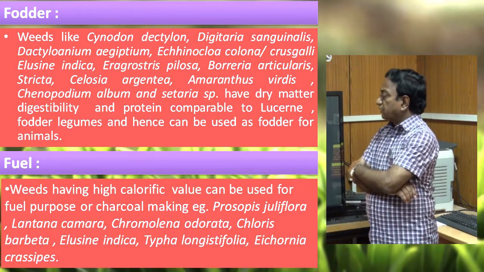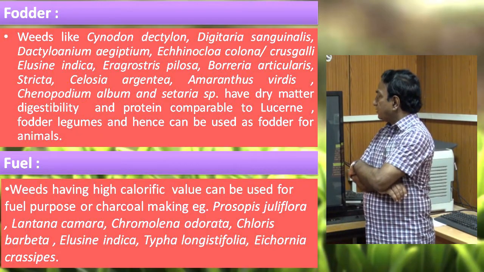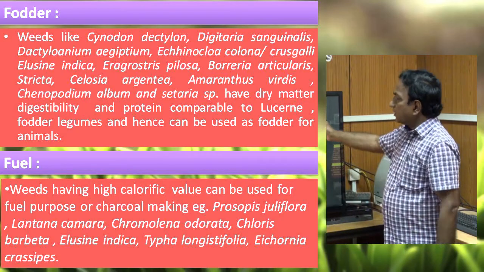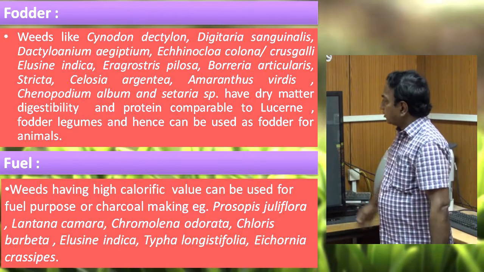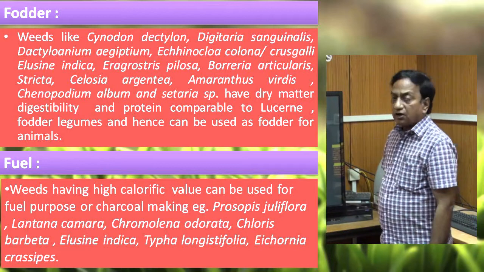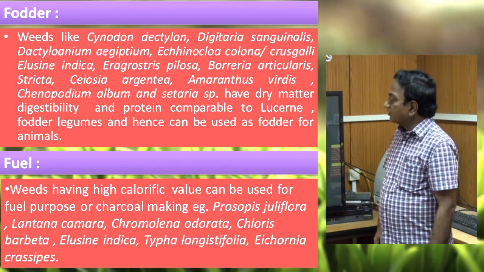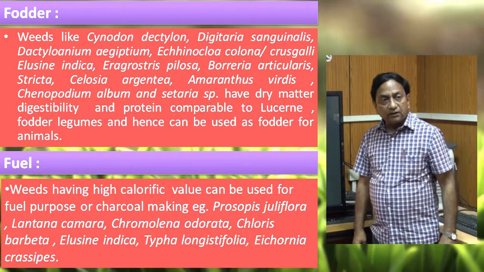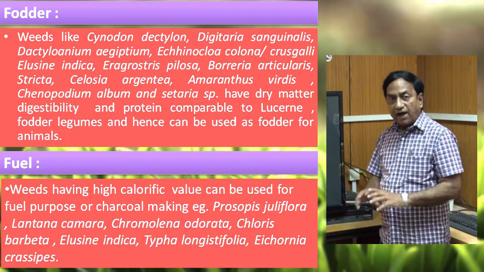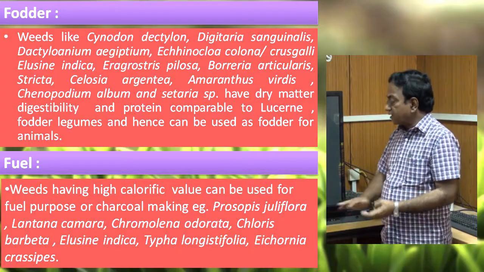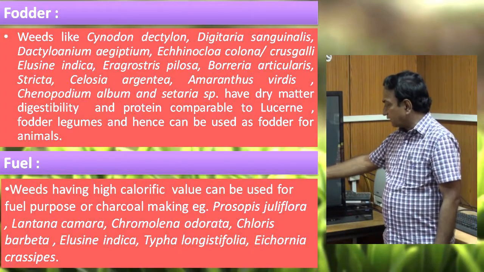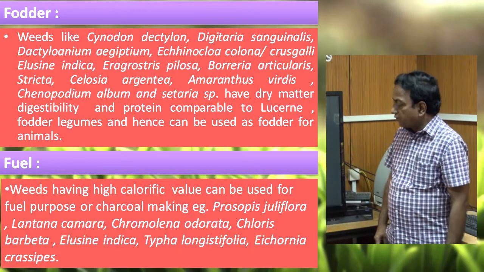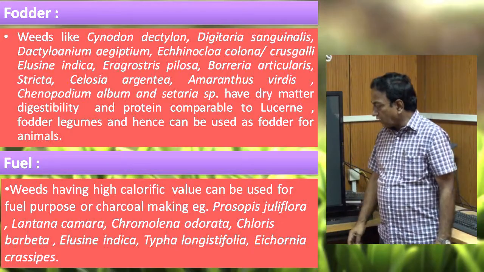Not only this, weeds can also be used as fodder, like Cynodon dactylon, Digitaria sanguinalis, Dactyloctenium aegyptium. So there are a lot of weeds which are utilized as fodder. Not only this, as fuel also. Most of the weeds have fire catching properties. The weeds having high calorific value can be used for fuel purposes or charcoal making.